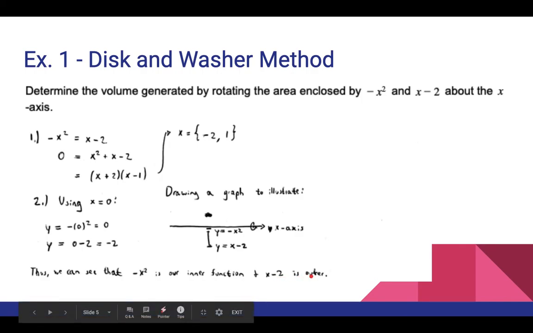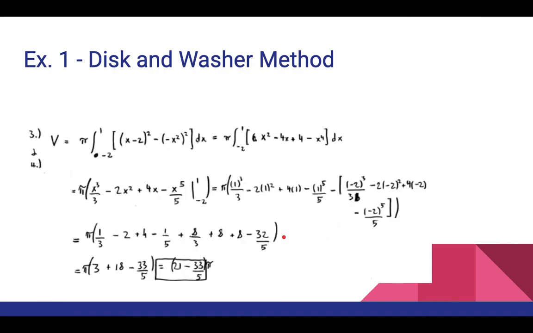So in this case right here, x minus 2 is our outer function, but it is not the greatest value function. It's the lowest value function. Whereas negative x squared is our inner function, but it is not the lowest value function. It's the greatest value function. So we have to distinguish between those two subtleties. So we're looking at what is the inner function and what is the outer function compared to our x-axis. In this case, negative x squared is our inner function, and x minus 2 is our outer function.